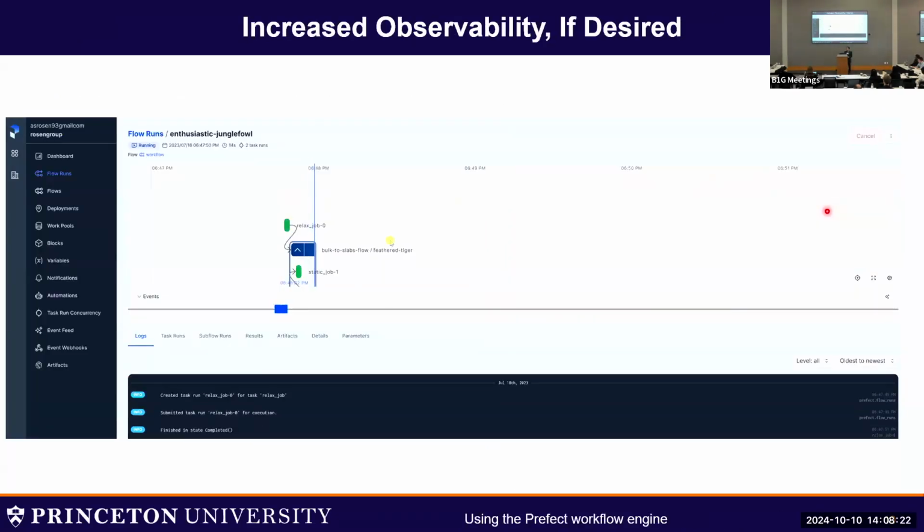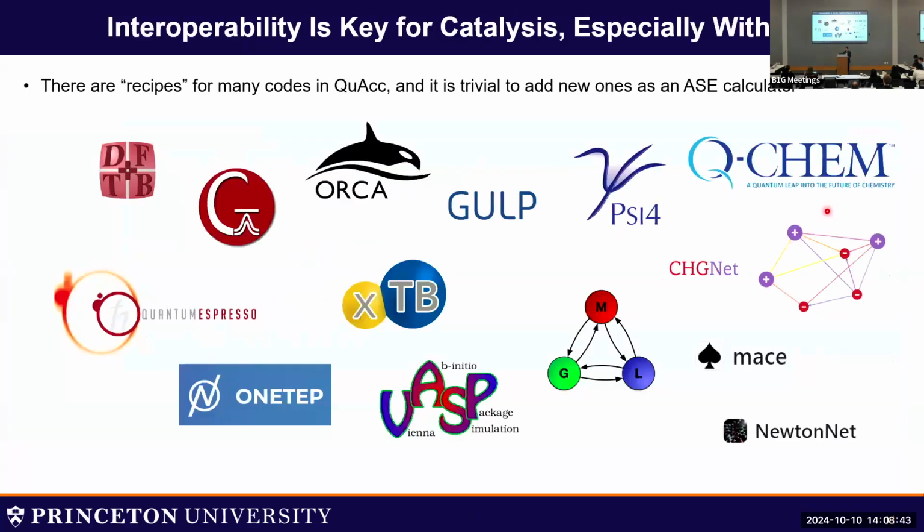Of course, with these kinds of tools, if you wish, you could either just not use a workflow engine and run the calculations as is, or you can have increased observability with some of these workflow tools if you would like. So this is an example of one of those tools called Prefect, where you can, of course, monitor graphically how these calculations are running and make adjustments on the fly. And I'd like to thank Zach Ulissi as well for helping with some of the integrations here with this and other tools as well. Interoperability, I think, is really key.